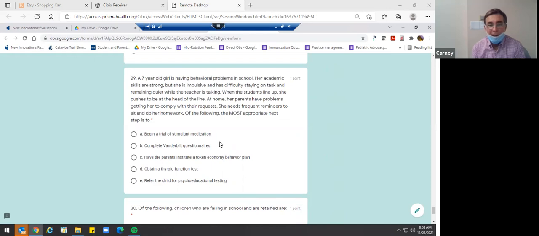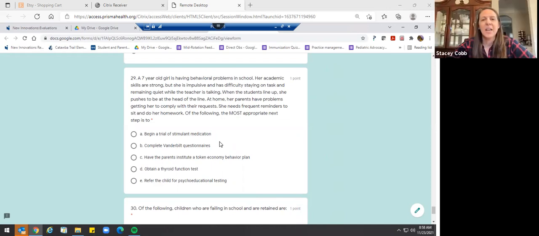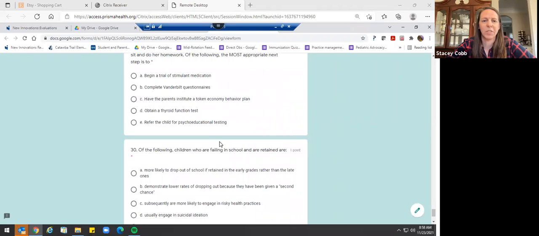We have 2 minutes for the last 2. Perfect. So 7-year-old with behavioral problems, academic skills are strong but impulsive, difficulty staying on task. So definitely looks like this is perhaps ADHD, but before we can treat it, what do we need to do? We need to evaluate for it in 2 settings. So complete your Vanderbilt questionnaires. So I assume that most of y'all probably didn't struggle with that.